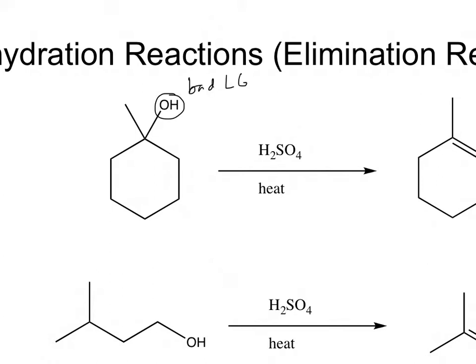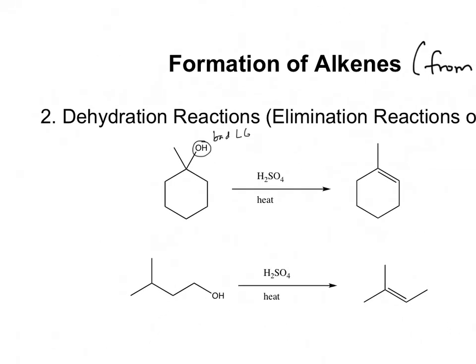As a result, I cannot use OH minus, come in, pull a hydrogen off, and kick out the OH minus. That's not going to work. I can't use a base and get this to leave. So what I have to do is a trick. It's the same trick we saw a couple times, and we're going to protonate it, exactly. So when we add H2SO4, that protonates the OH, turns it into OH2 plus, so let's put a little 2 there and a plus, and now it's a good leaving group.